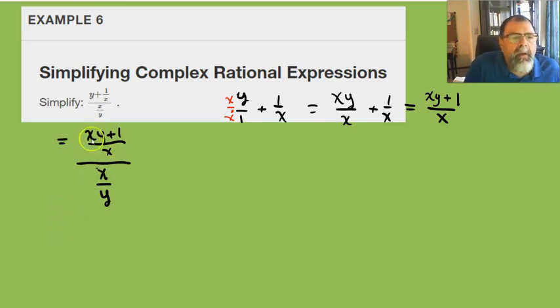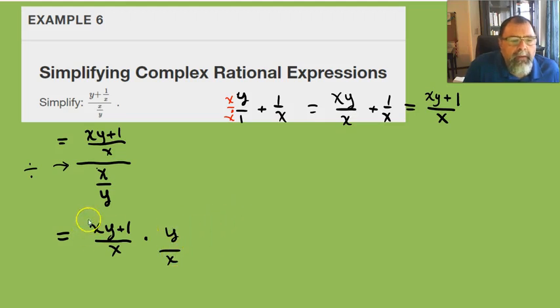Then the next step was we're going to rewrite this as a division problem. So it's the top divided by the bottom. But again, I said you don't have to do that. You can just skip that. You're going to take the numerator, leave it alone, and we're going to think of that as division. So then we're going to leave the top alone, and then we're going to change divide to multiply. Right? The way you divide fractions is you multiply by the reciprocal. So that's the same rule for rational expressions. So now I'm going to multiply by y over x.